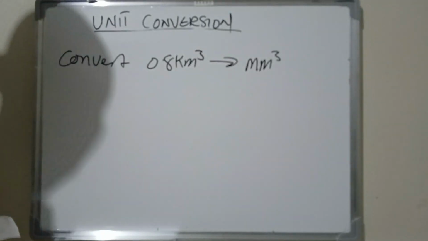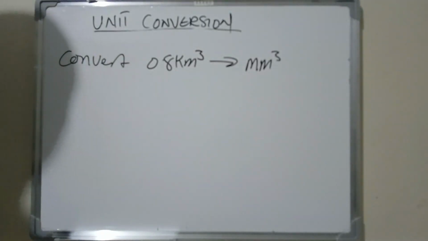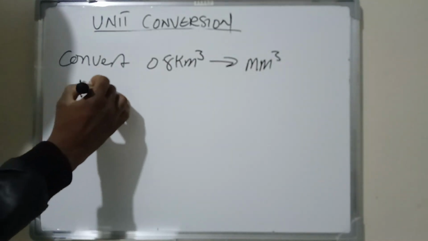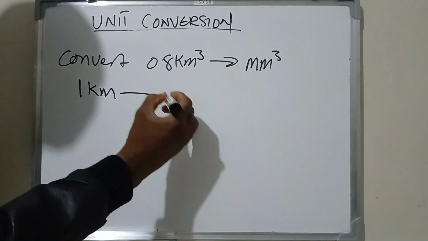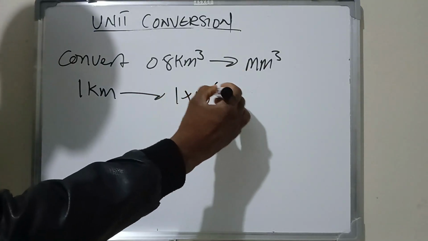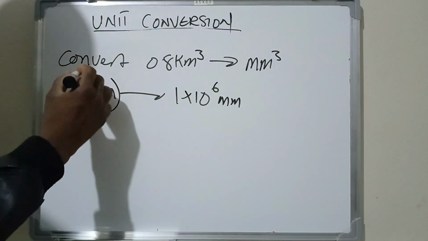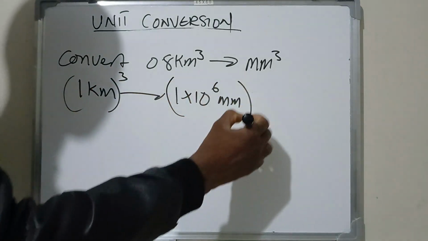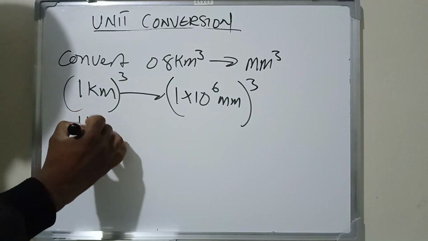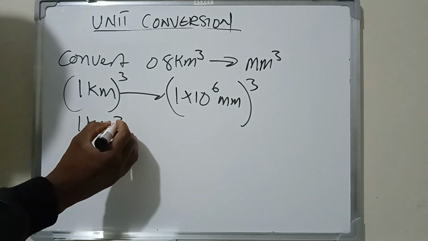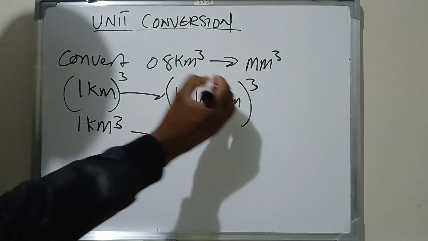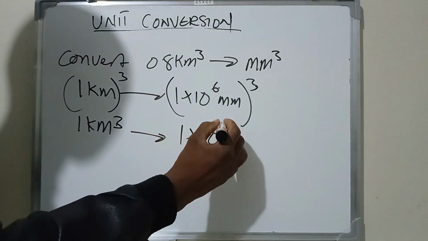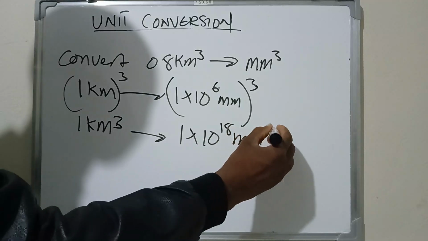Okay, so what we have here is, we said 1 kilometer is equal to how many millimeters? 1 times 10 to the power 6 millimeters. Volume is that, 10 to the power 6, to the power 3. So 6 times 3 is equal to 18. 1 times 10 to the power 18 cubic millimeters.